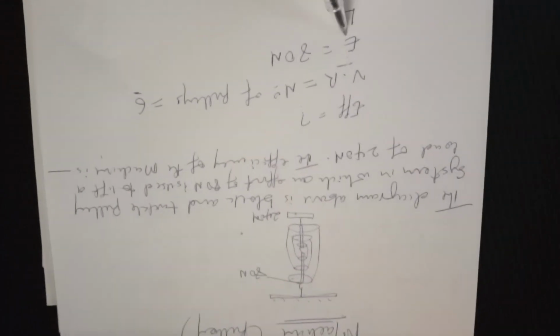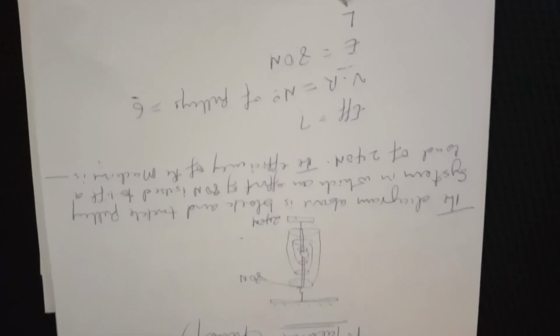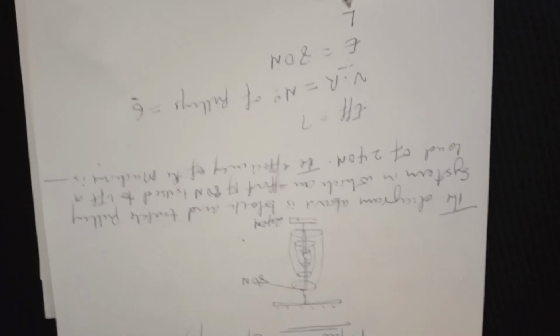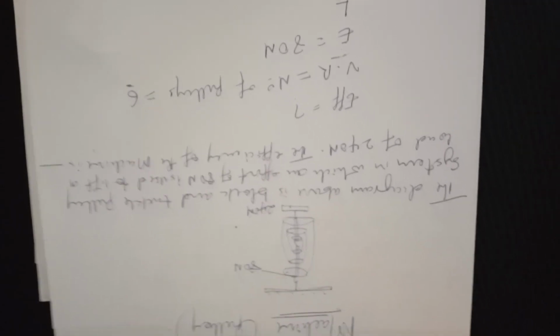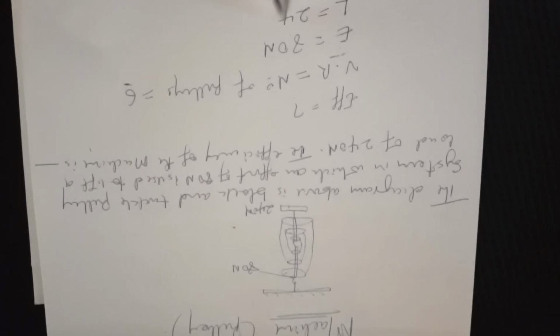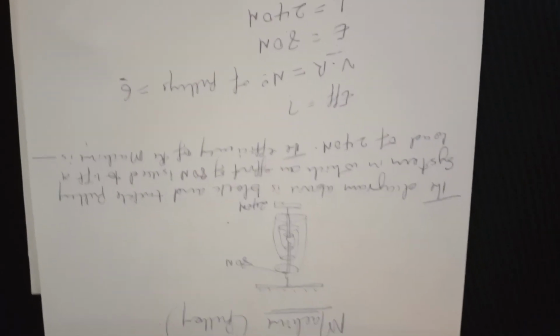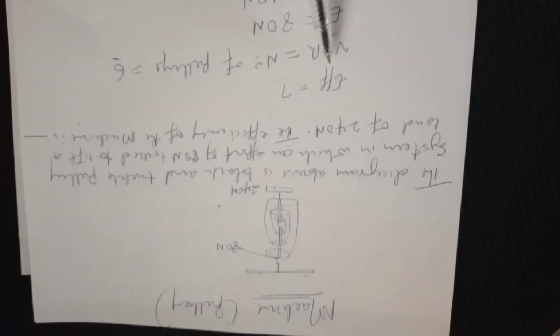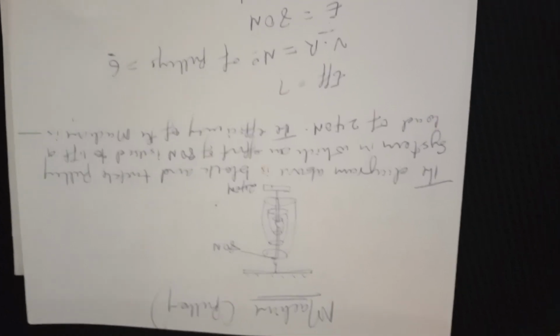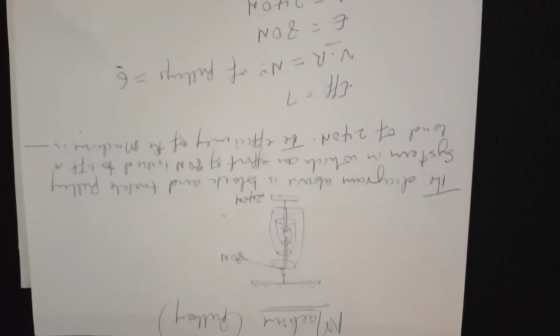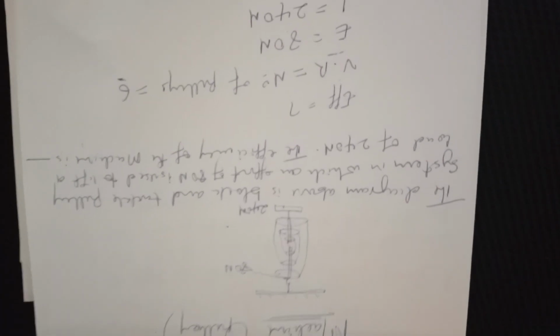So here we are given the effort to be 80 Newton. Load. What is the load given? Is the load given? Absolutely yes. The load is given as 240 Newton. So now you have to calculate the efficiency. But before you calculate the efficiency, we don't know our MA, which is the mechanical advantage. It's not given.